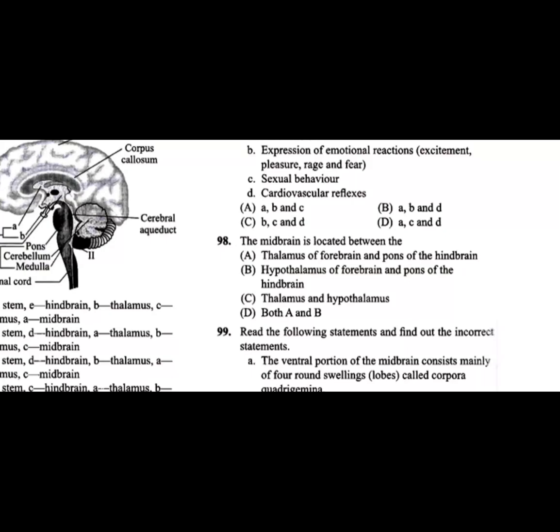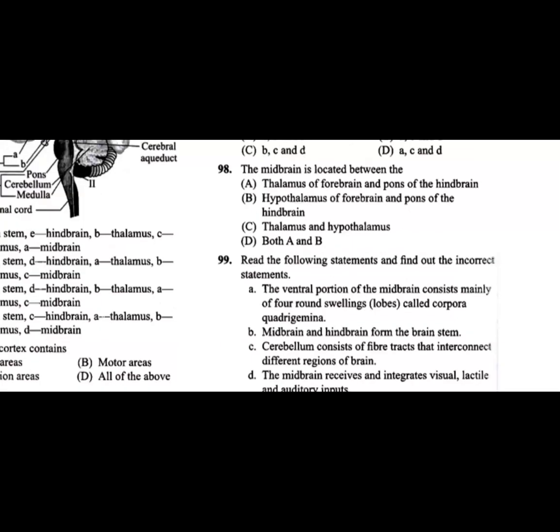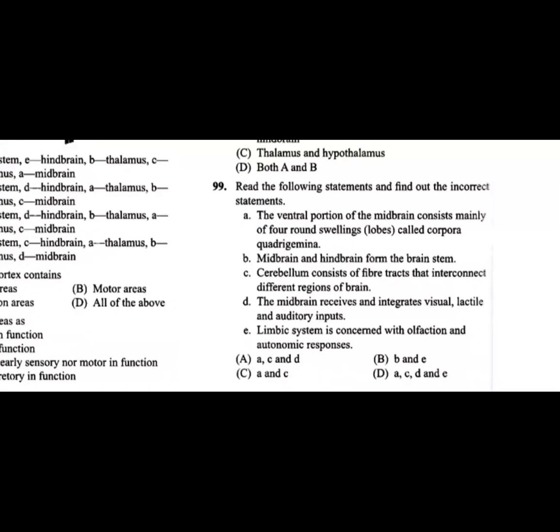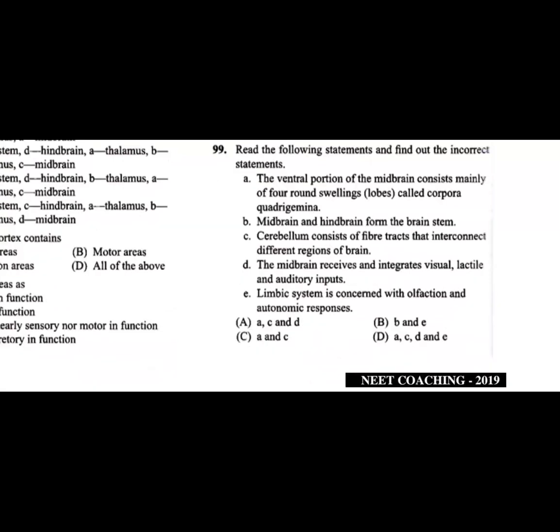So question number 98, the midbrain is located between A, that is thalamus and pons, as well as between the hypothalamus and pons. Both A and B are the answer, students. Question number 98, D is the answer. Question number 99, read the following statements and find out the incorrect statements. You need to find the incorrect statements among all this.